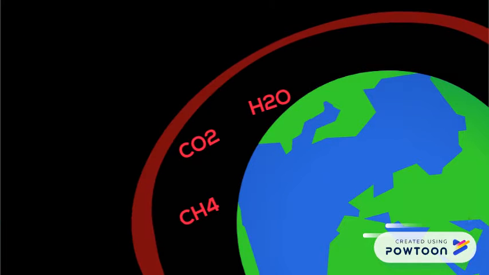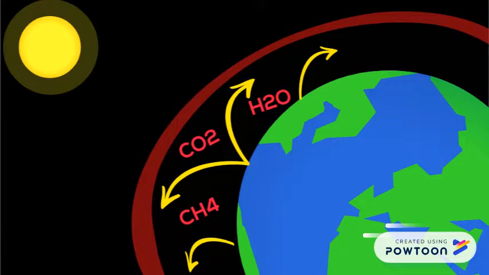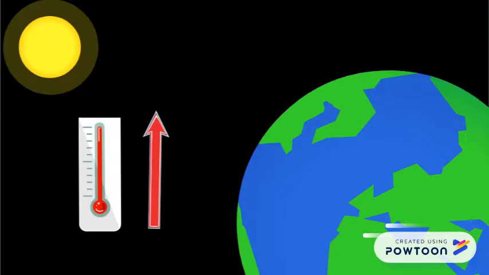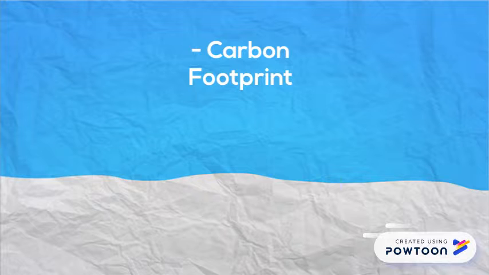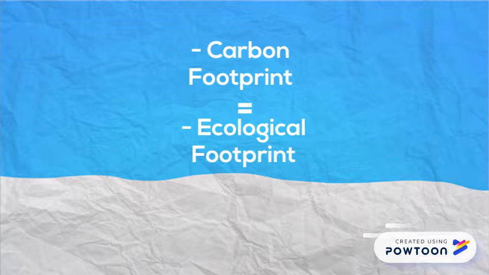Certain gases in the atmosphere block heat from escaping, causing temperatures to rise, thus creating climate change. Our carbon footprint is directly related to the amount of natural resources consumed. Therefore, by reducing our carbon footprint, we reduce our ecological footprint.